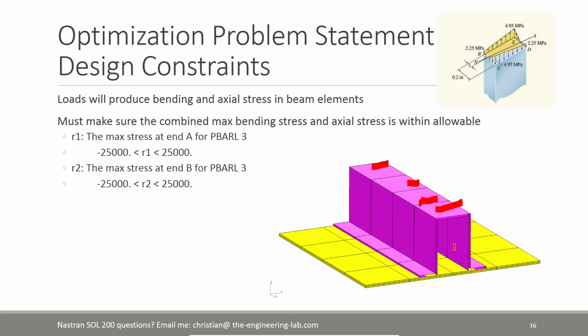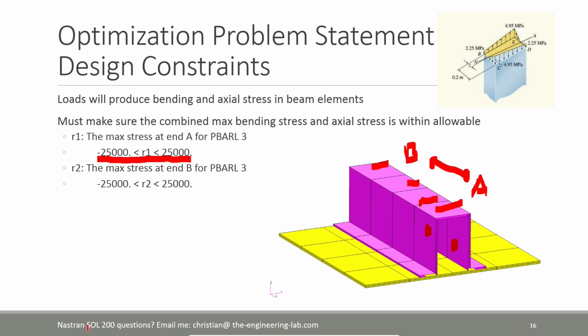For each element, let's make sure that the endpoints of the elements, endpoint A, and you can't see it here, but it's inside endpoint B. So you can imagine that if we take this element and line it up here, one point would be point A and one point would be point B. We are going to say that the maximum stress should be between negative 25,000 and positive 25,000 here.